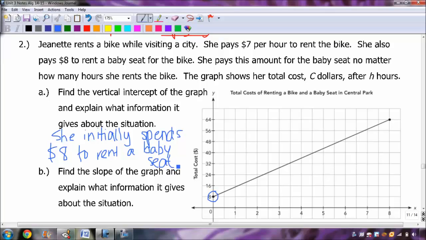Okay, and then question B, find the slope of the graph and explain what information it gives about the situation. So, same thing, I'm going to do the rise over the run. I'm going to choose a point where I know exactly what the starting amount is and exactly what the ending amount is. So I'm going to go up this much and over this much.